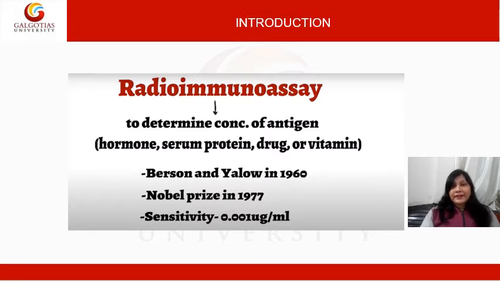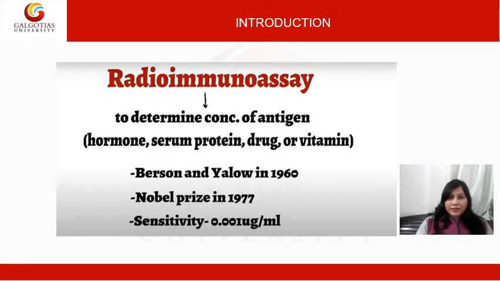RIA is a technique that is very sensitive and very specific. This technique was given by Berson and Yalow in 1960 for the quantification of foreign bodies in the human system or human body. These scientists received the Nobel Prize in 1977, but unfortunately after their death.